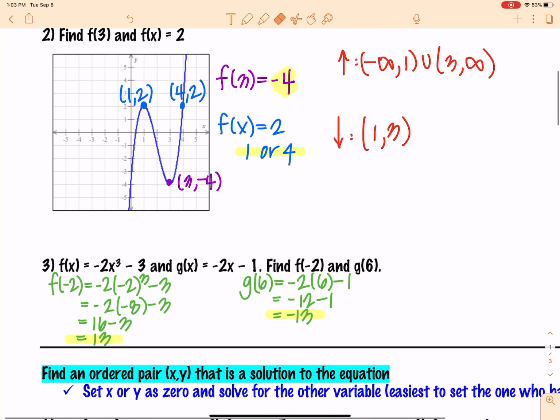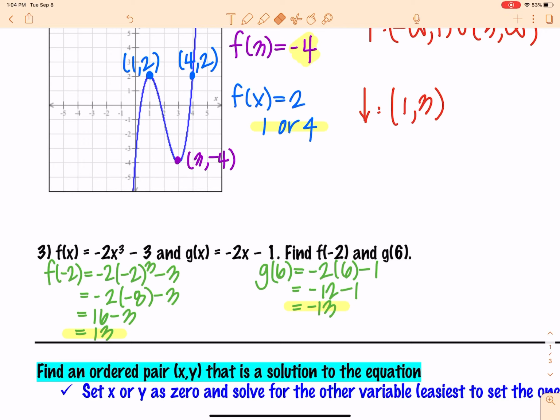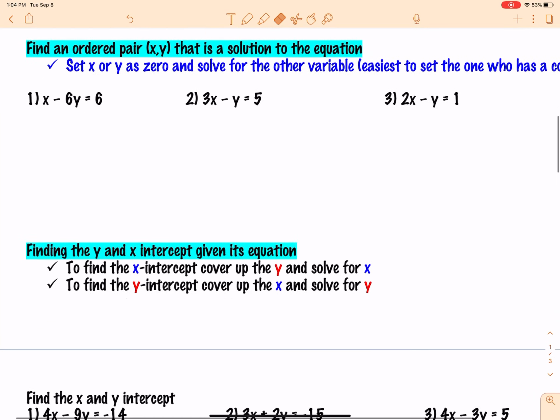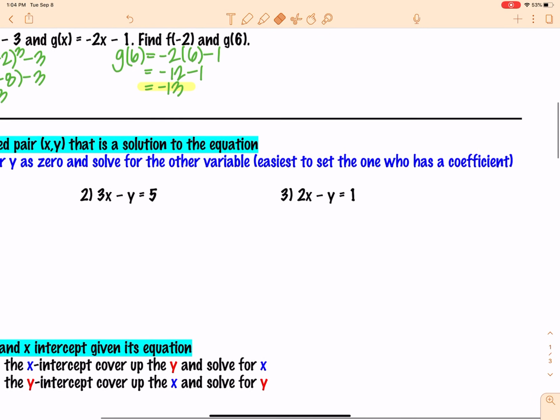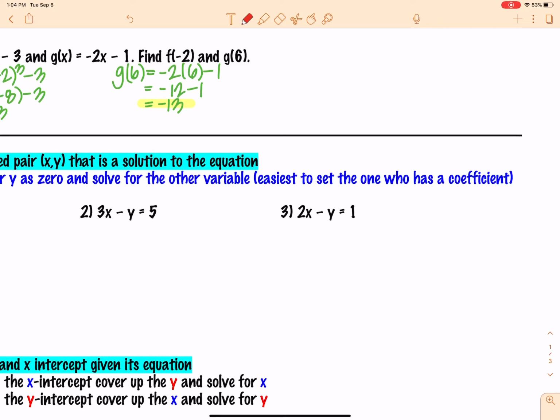Number 3, you should get 13 for your first question and negative 13 for your second question. Being very careful with our negative signs and plugging things in with parentheses. All right, so we're going to find an ordered pair that is a solution to the equation. Nice thing about this is that there are infinite answers. Okay, there are a million answers to this question. You just have to be correct, but there are infinite answers.